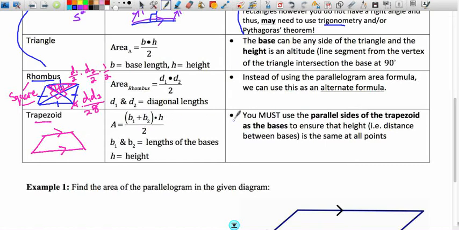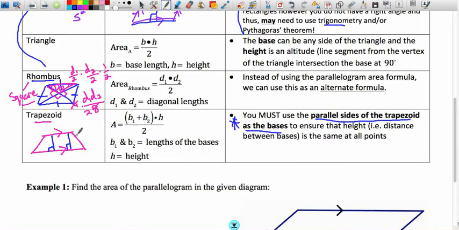And this is a very key and important point. We must use the parallel sides of the trapezoid as the bases, and that is to ensure that the height that we find, or the altitude, will remain the same no matter where we find it, because of course the distance between parallel lines remains constant.